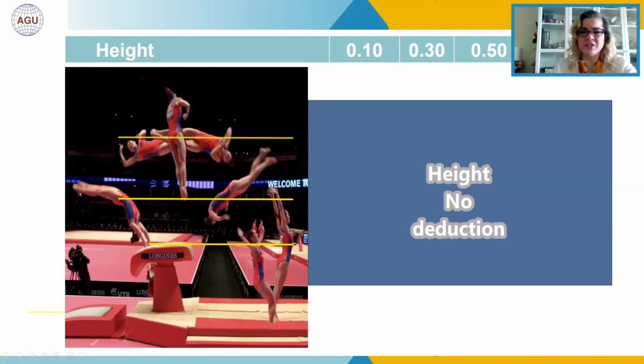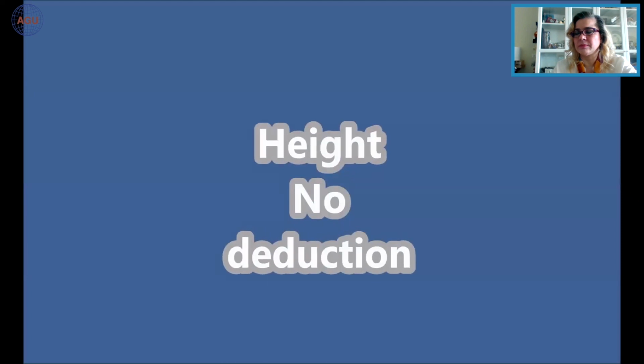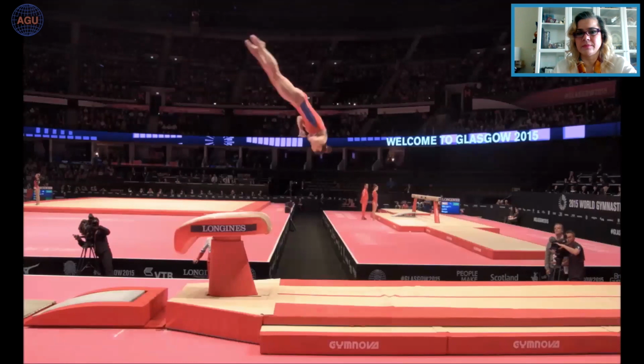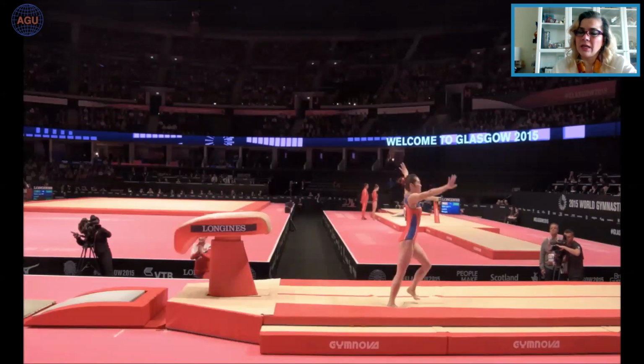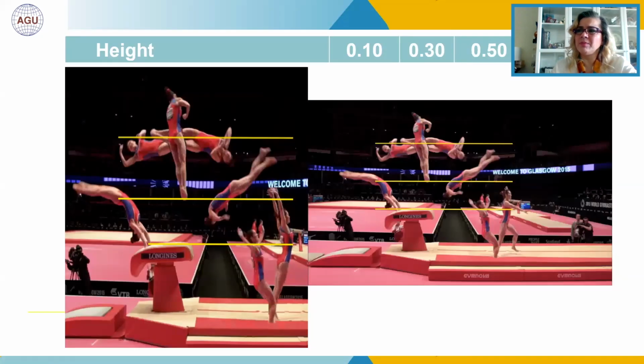Let's see first this example for no deduction for this height. One more time with the diagram. So as you can see here, the gymnast is quite higher than the hip level or the trunk. And as I said, the higher she is, the better for the height. That's why she received no deduction.